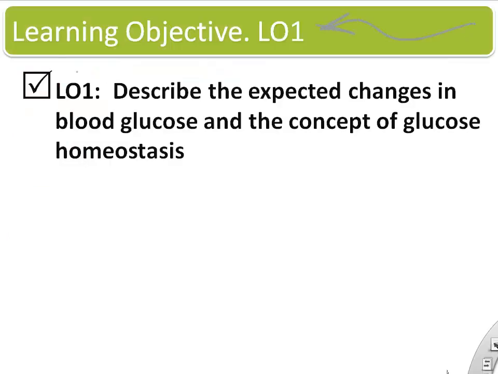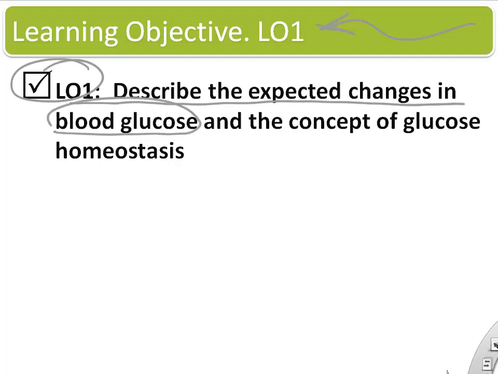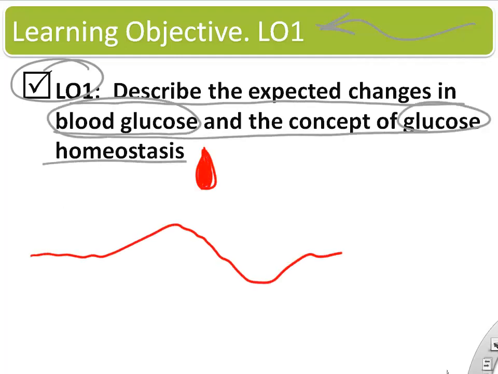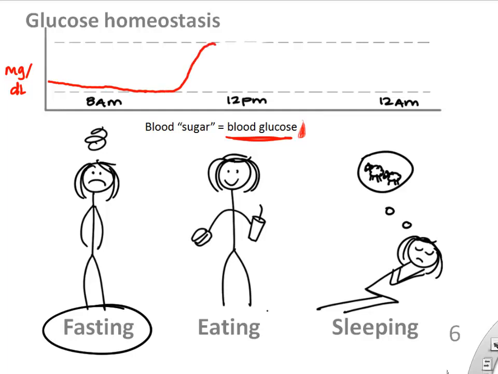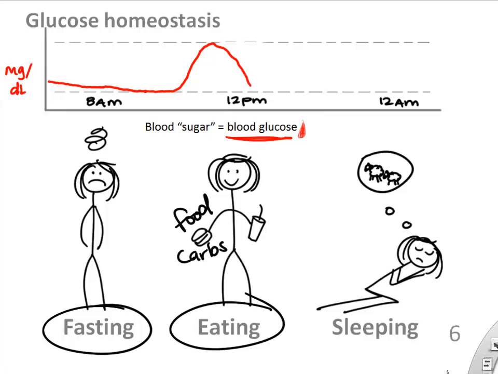The first learning objective is to describe the expected changes in blood glucose and this concept of glucose homeostasis. So we're going to try to keep blood glucose steady and stable all day long. If we look at blood glucose throughout the day, it will fluctuate. Especially when you're fasting and you haven't eaten, it will be lower. After a meal, because your food has carbs, your blood glucose will spike, but again, our body will bring it back down, maintaining blood glucose.